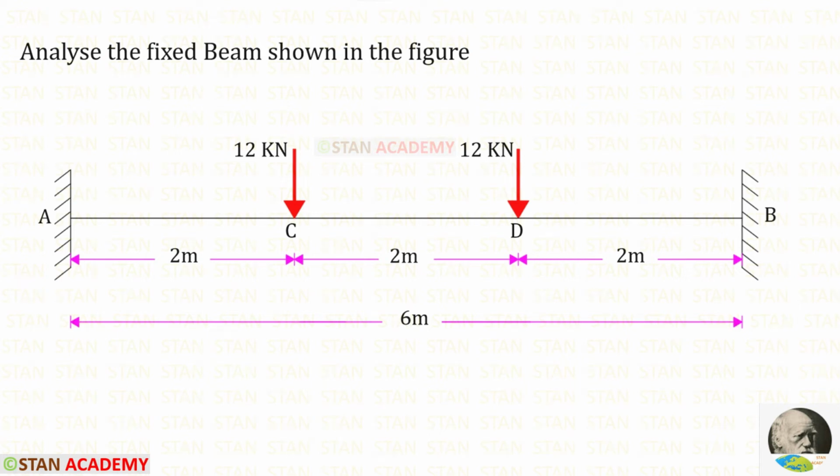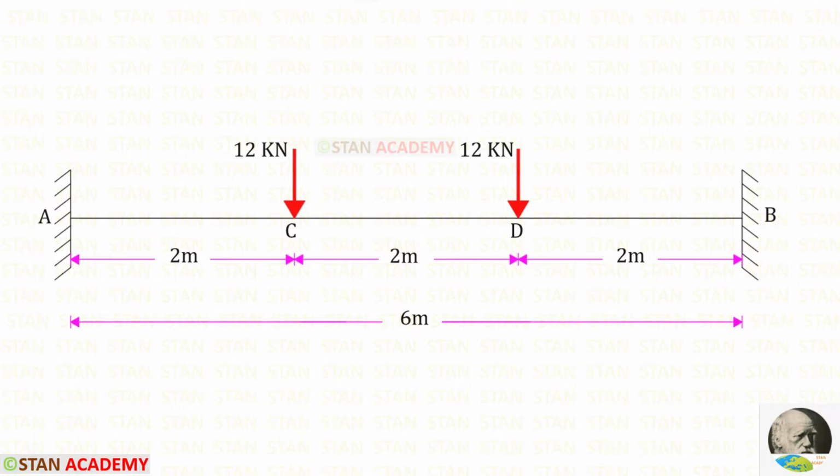Hello everyone. Today we are going to analyze this fixed beam. In this beam there are 2 point loads. Both of them are having the same magnitude, 12 kilonewton.